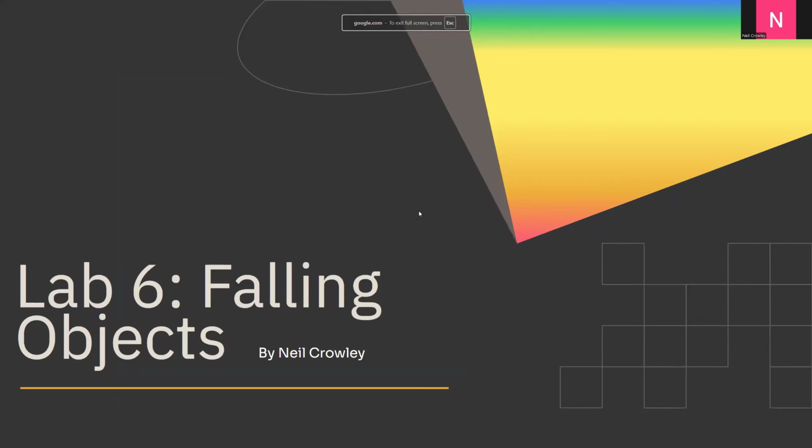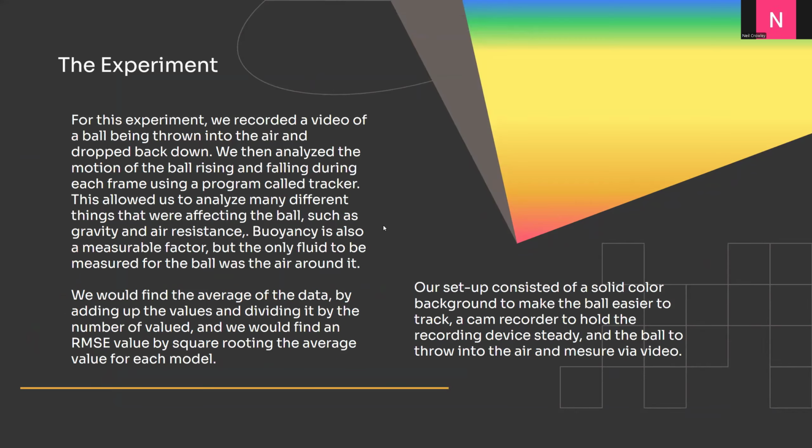So this is my Lab 6 falling object presentation by me, Neil Crowley. For this experiment, I recorded a video of a ball being thrown into the air and dropped back down. We then analyzed the motion of the ball rising and falling during each frame using a program called Tracker. It allowed us to track the ball rising and falling by each frame. This allowed us to analyze many different things that were affecting the ball, such as gravity and air resistance.